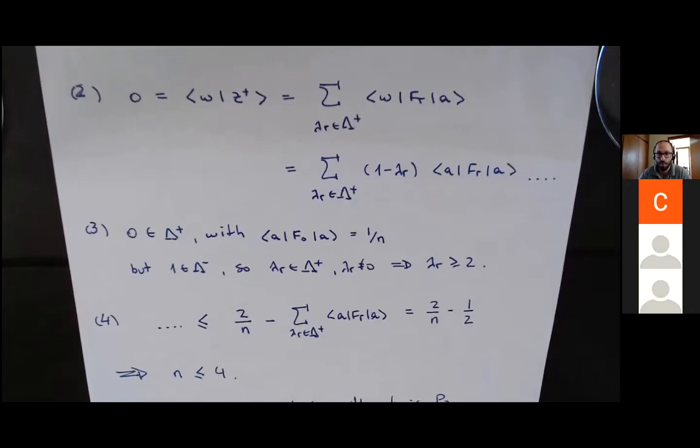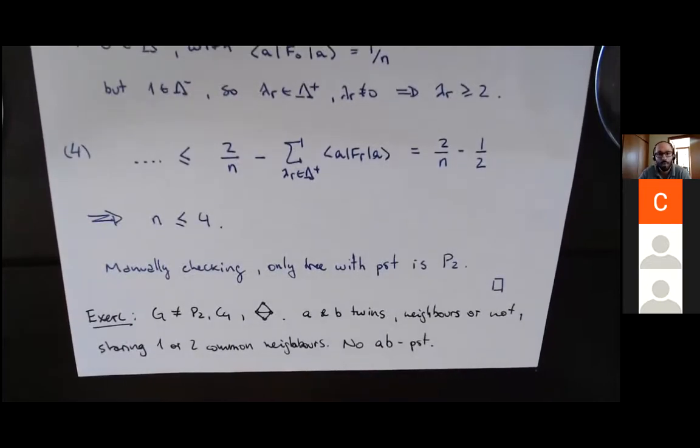And then n is the number of vertices in the graph. And you're left with very few trees to check if there is PST, and none of them does. So the only tree with PST is P2. Okay, according to the Laplacian matrix model.